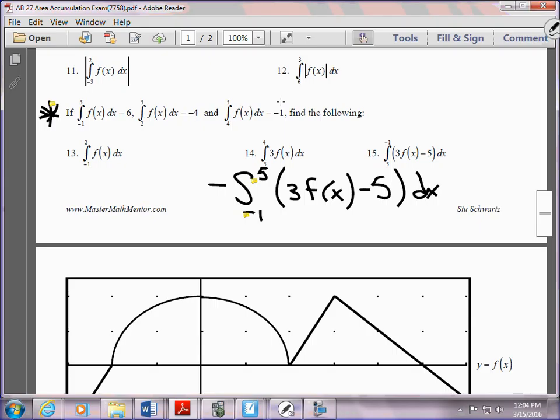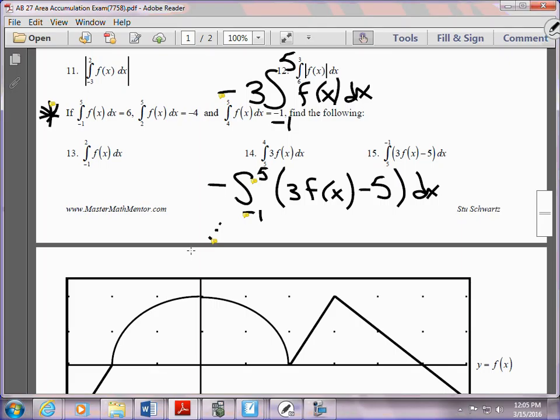Now, the great thing about sums: when you integrate a sum or a difference, you're allowed to break them up. That's one of the properties. So I could break this up, and I am also going to distribute the negative. See if you can get this. It would be -3 times the definite integral from -1 to 5 of f of x dx.